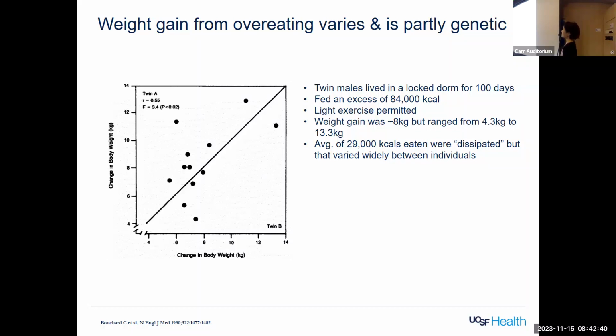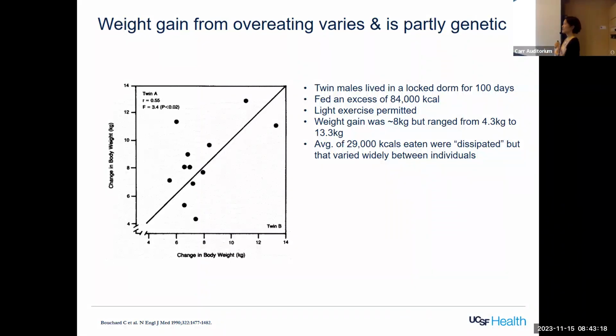And what was interesting about the outcome of the study was the weight gain in response to 84,000 excess calories was quite different from individual to individual. The weight gain on average was like 8 kilograms, but actually would range from 4 kilograms up to nearly 14 kilograms. And this is the exact same situation that you're put in. What this graph is trying to show you is that twins tended to gain around the same amount of weight. So this is change in body weight for twin A versus twin B. And so there is some correlation within twins.